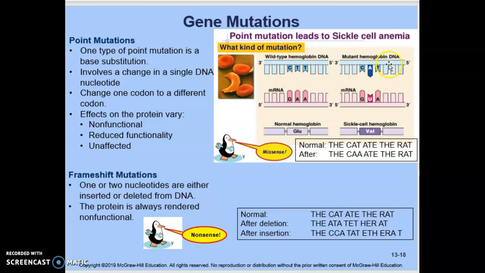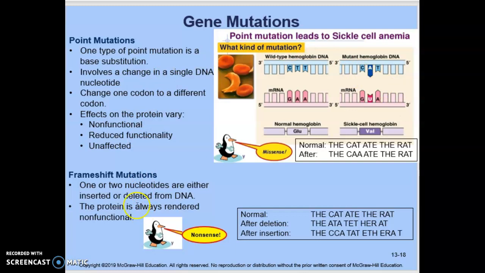Everything before and everything after that would be the same. And in this case, it did lead to a different amino acid. If we were going to put this into a sentence, we read in groups of 3, so all of our words have to be 3 letters. So we have the cat ate the rat. That makes sense. And after the mutation, it would be the CAA ate the rat. And that's missense. Everything makes sense except for that one word that was changed.